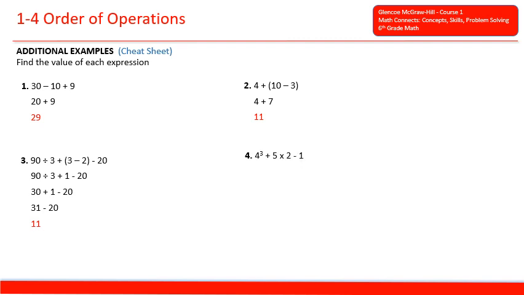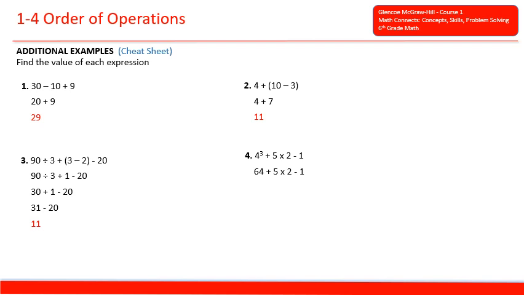Number 4, 4 cubed plus 5 times 2 minus 1. There are no parentheses in this expression, but there are exponents. So we're going to need to solve that first. So 4 cubed is the same as 4 times 4 times 4. 4 times 4 is 16, times 4 is 64.